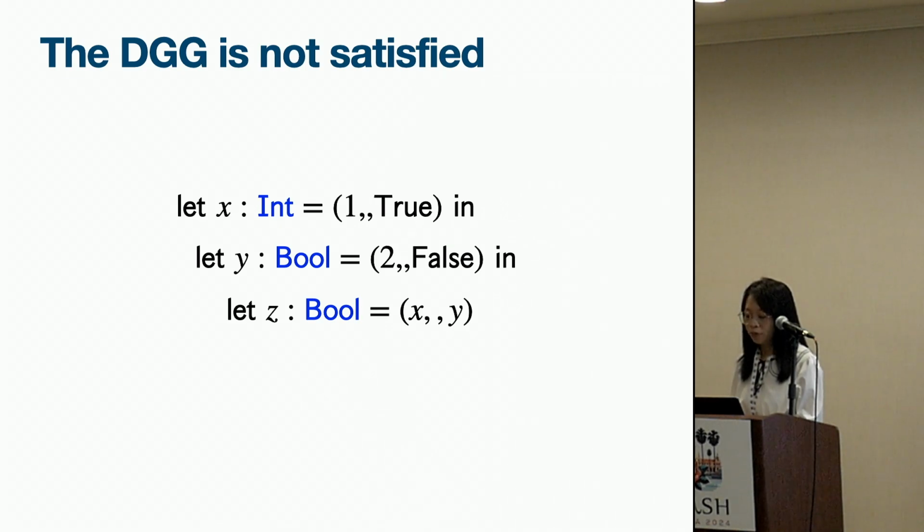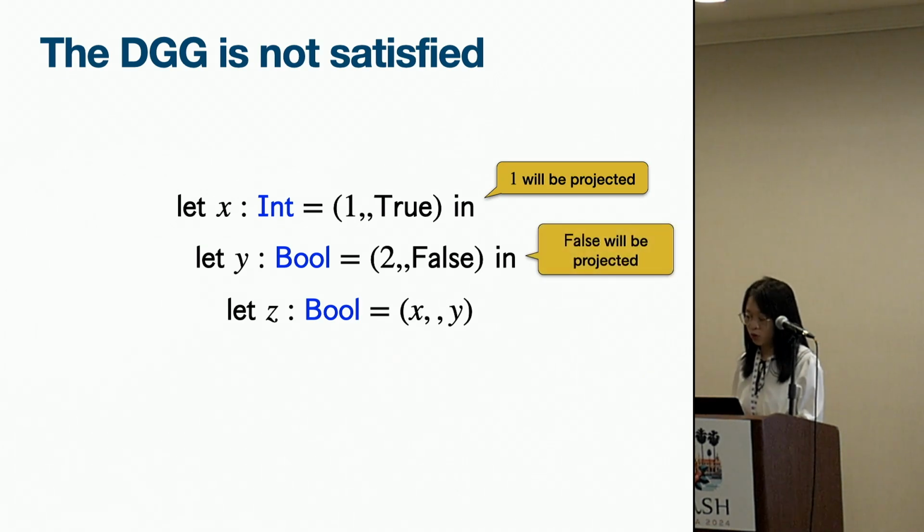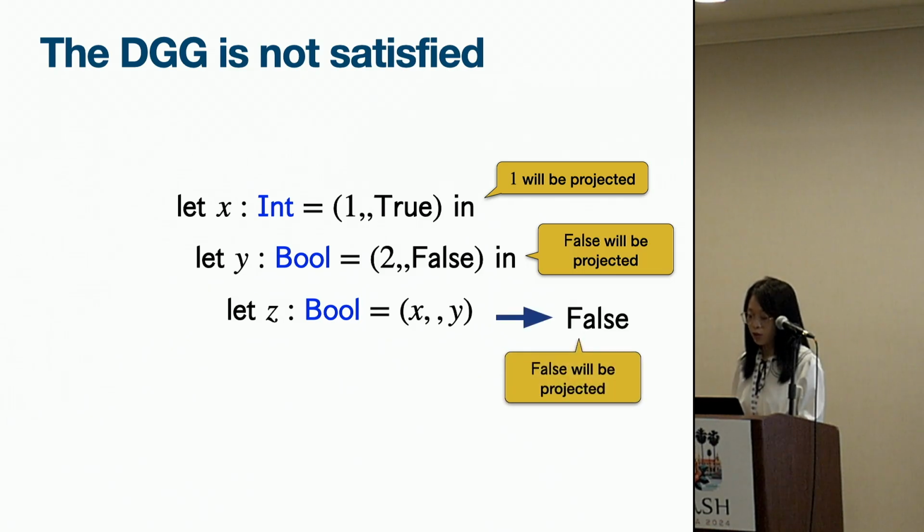You can think of this program. You have a variable x that is an int, extracted from a merge of 1 with 2. Then you have a variable y that is a bool, extracted from a merge of 2 and 4. And z is extracted from both x and y. So in the first case, 1 is projected. In the second case, 4 is projected. And finally, 4 will be projected.